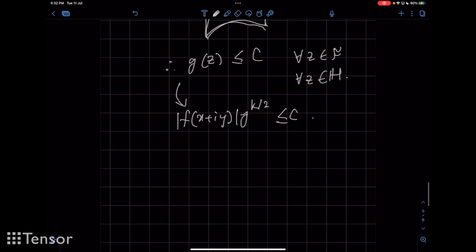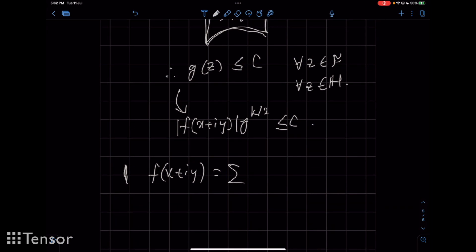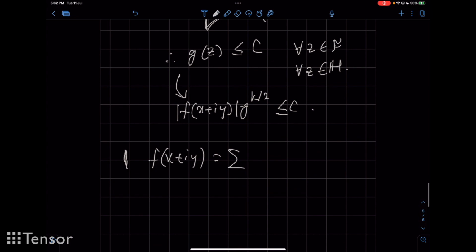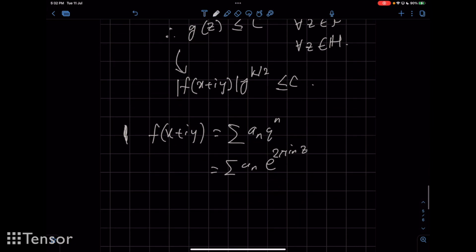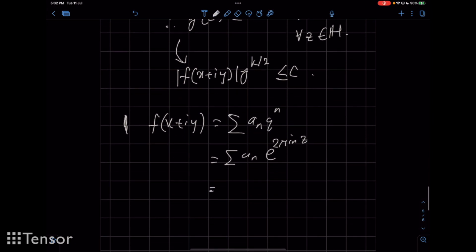So let's consider the q expansion of f. So f is the modular form, and we want to show that f must be 0, right? f is the sum of a n q to the n, and q is e to the power 2 pi i z, so e to the 2 pi i n z. Since z is x plus iy, we can write it as the sum of a n e to the negative 2 pi n y e to the 2 pi i n x.